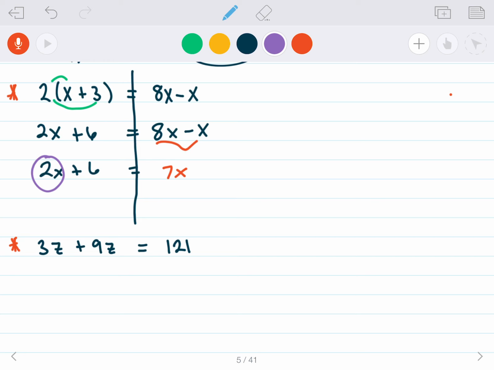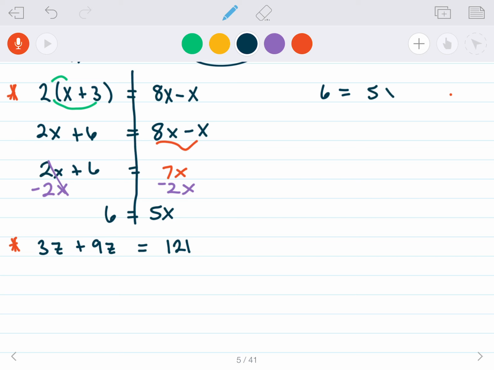How do I make it disappear on the left? The only way to make it disappear is by subtracting 2x from both sides. So I need to subtract 2x from both sides to make that disappear. And I'm left with 6 is equal to 7x minus 2x, which is going to give me 5x. Let me write this up here because I'm running out of room.